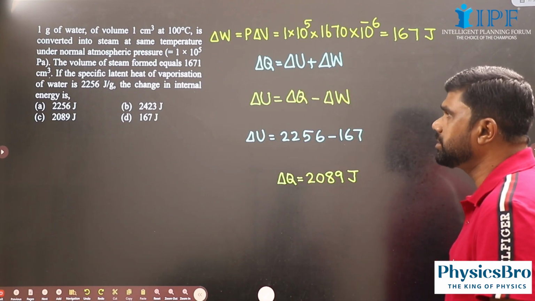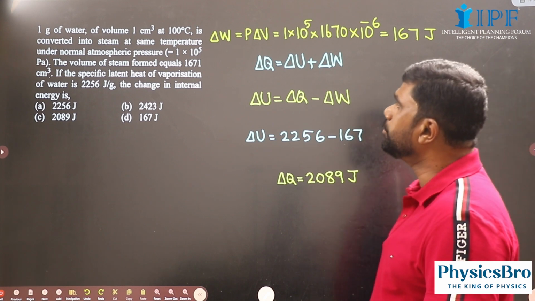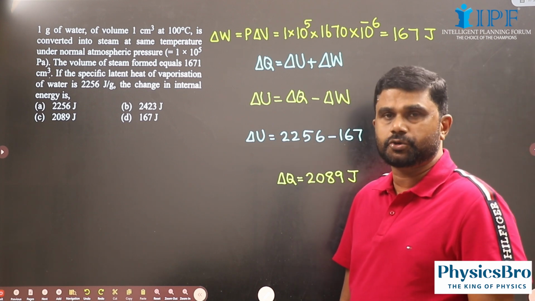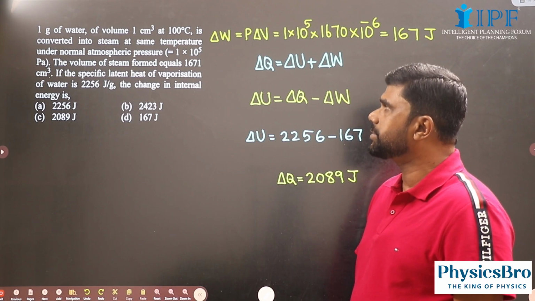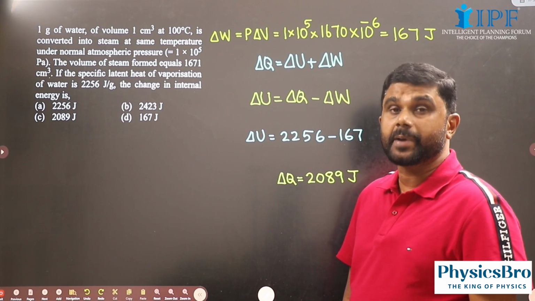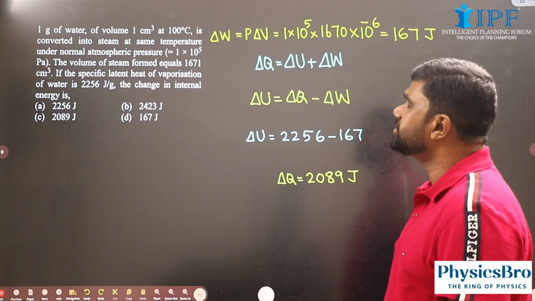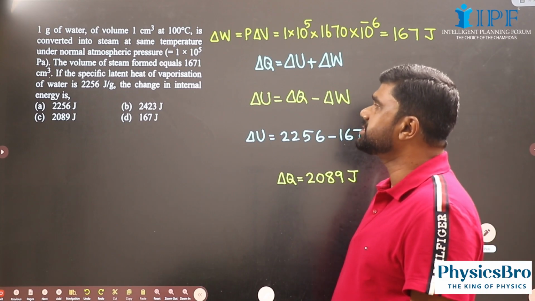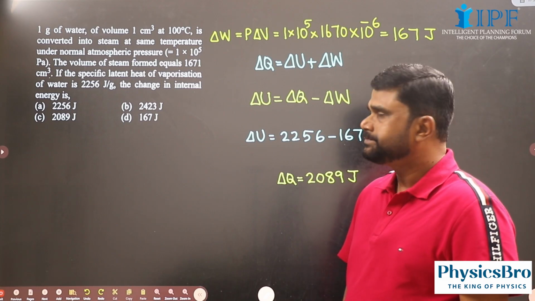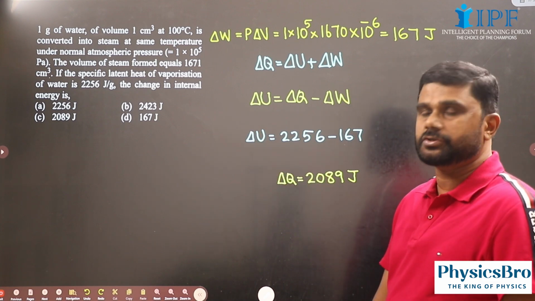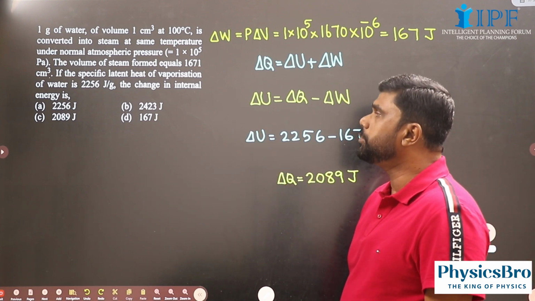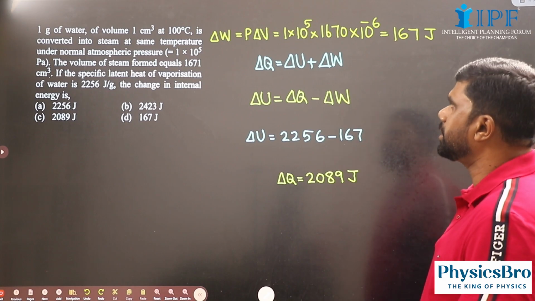1 gram of water of volume 1 centimeter cube at 100 degrees Celsius is converted into steam at the same temperature under normal atmospheric pressure, 1 into 10 raised to 5 Pascal. The volume of steam formed equals 1671 centimeter cube. If the specific latent heat of vaporization of water is 2256 joule per gram, the change in internal energy is.